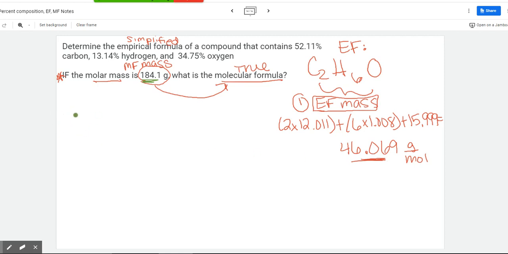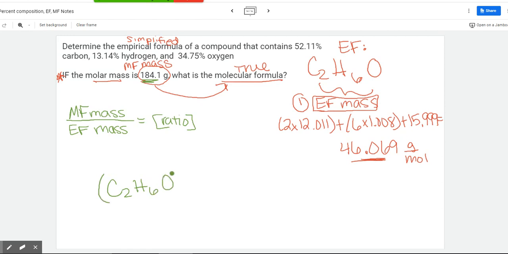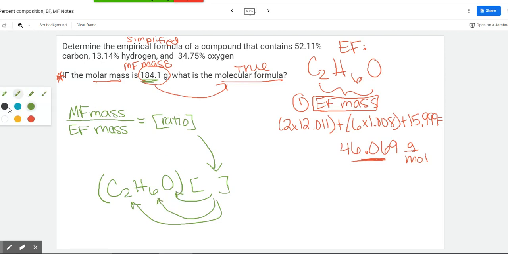So what we're going to be doing is taking the molecular formula mass and dividing it by our empirical formula mass in order to figure out what is that ratio. All right. Once we have that ratio, we're going to take that and apply it to all of these subscripts, in order to figure out what all of them needed to be multiplied by to find that true formula. So that's what we're going to be doing. So molecular formula mass divided by empirical formula mass.